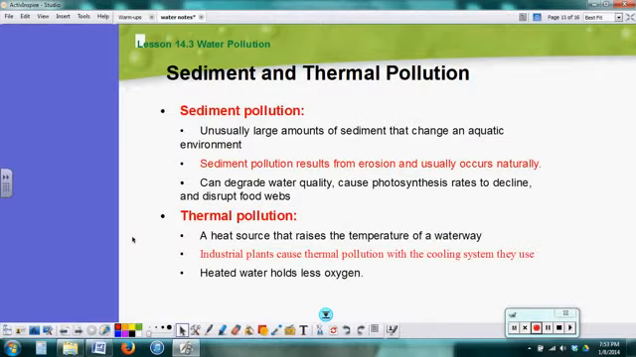All right, there's sediment pollution. It occurs from erosion and is usually natural. This is where sediment just builds up in the lake, like the lake back in Cooper Lab. That's sediment pollution. Thermal pollution is the one caused by the industrial plants. So the industrial plants cause two main types of pollution, thermal pollution and toxic chemical pollution. All right, moving on.